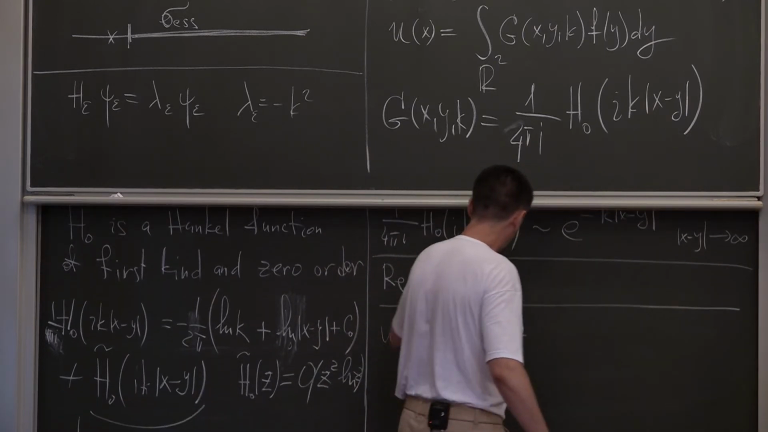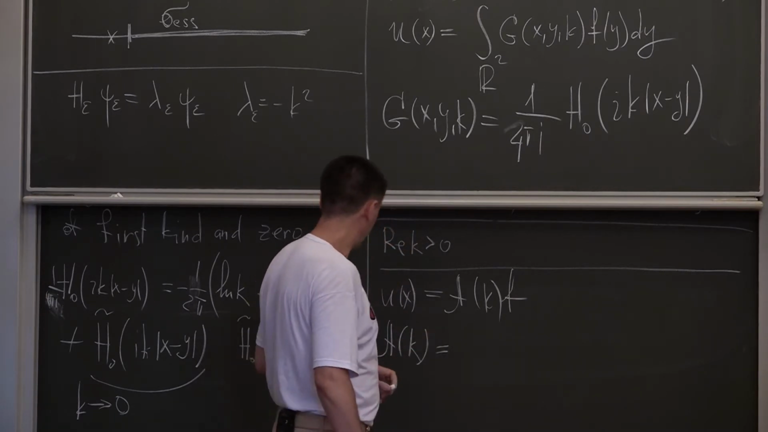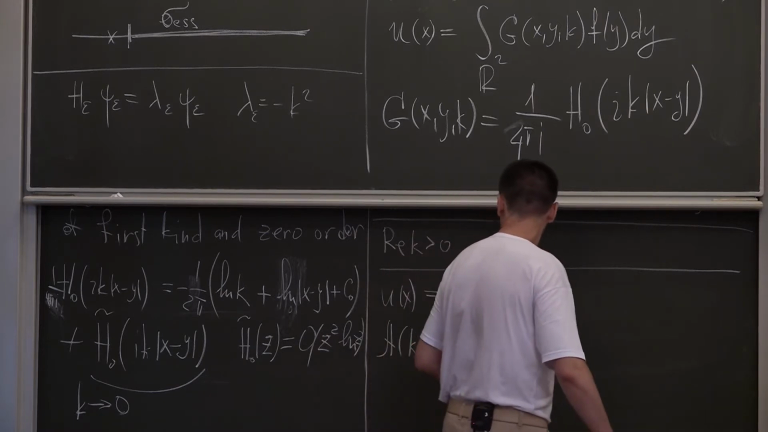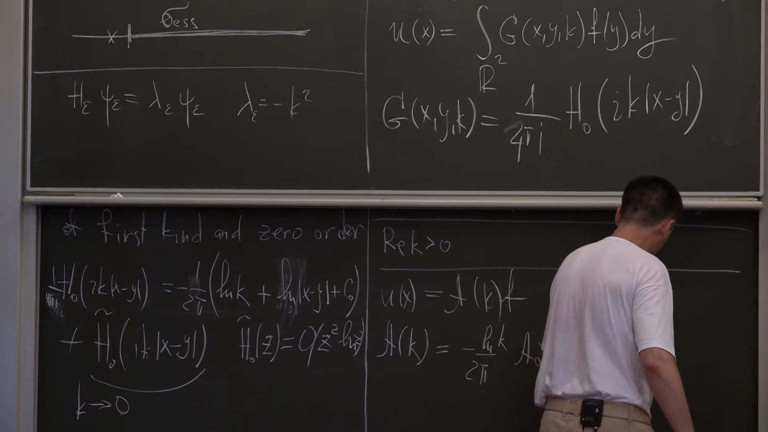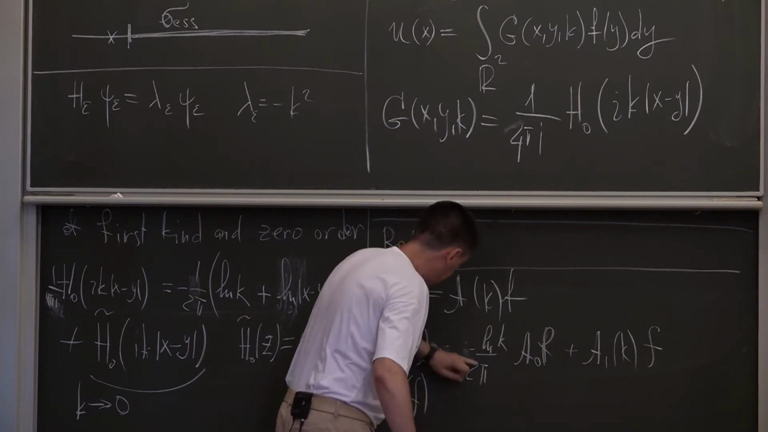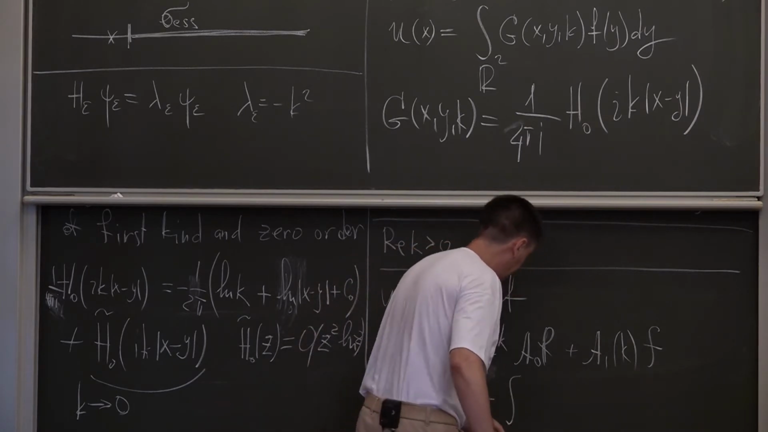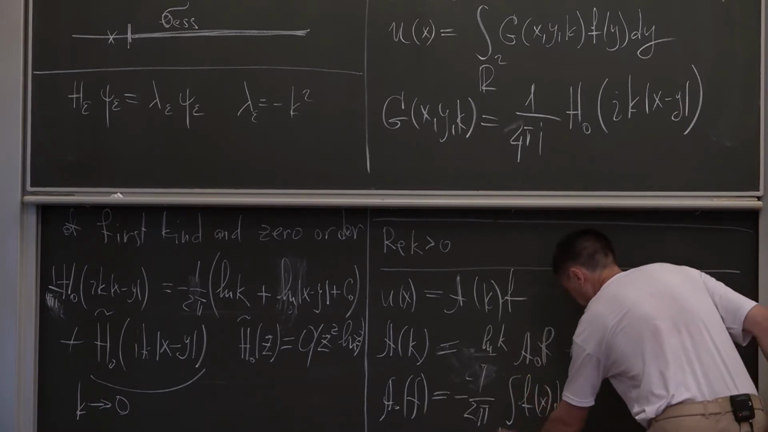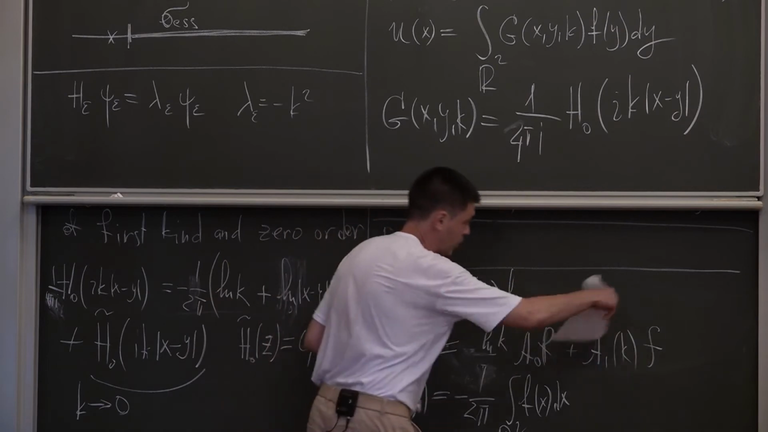And for this a of k, we can say that it behaves something like 1 over 2 pi logarithm k, and here will be a0 acting on f, and then some bounded operator, where A0 of f, I can even skip this one and move it here, will be again something like integral. It's something like this. So this one is bounded.